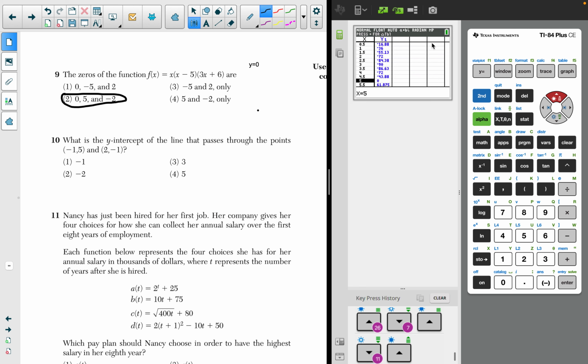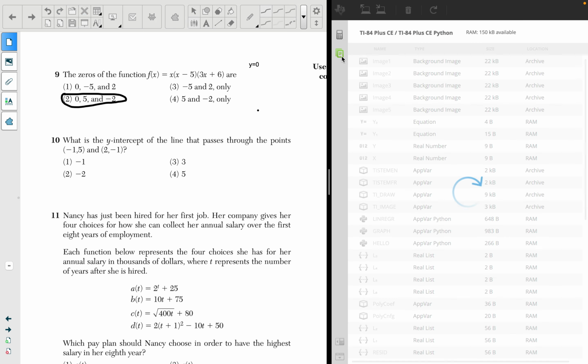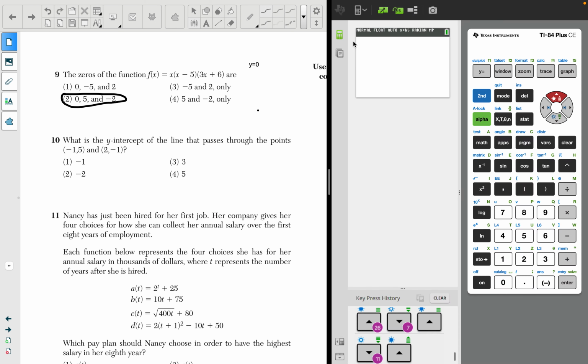So next question that we have is the y-intercept question. In number 10, this is a classic y-intercept question. They give you 2 points and they tell you that it's a line and you're supposed to find the y-intercept. You can do it by hand, using the point slope formula, or you can just type it into the calculator.